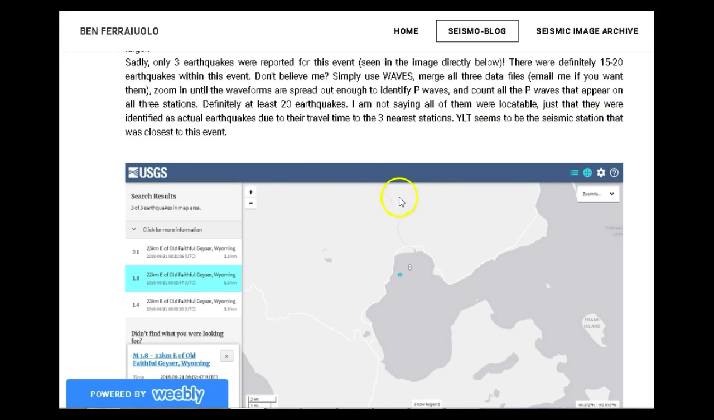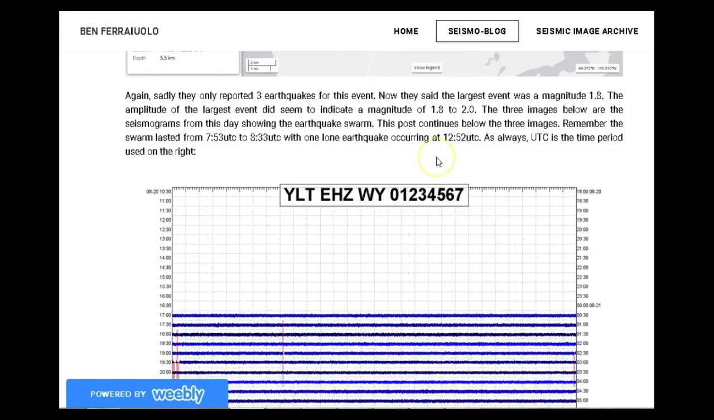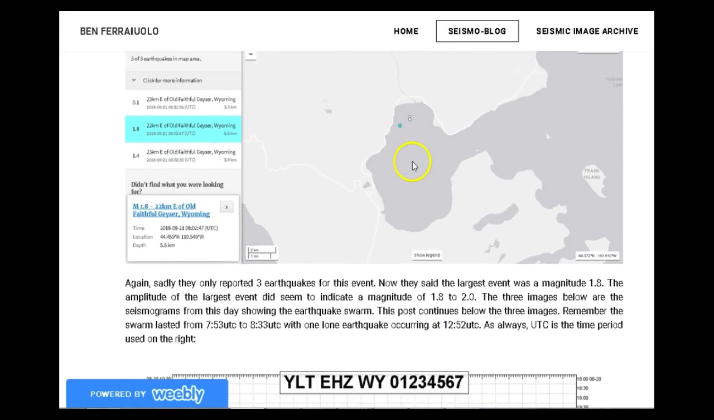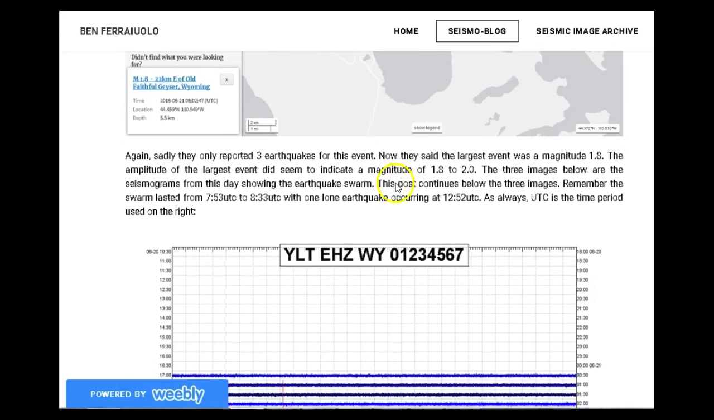YLT seems to be the seismic station that was closest to this event. And you can see the earthquakes here. The only 3 that were reported on West Thumb. Again, sadly, they only reported 3 earthquakes for this event. Now, they said the largest event was a magnitude 1.8. The amplitude of the largest event did seem to indicate a magnitude of 1.8 to 2.0.